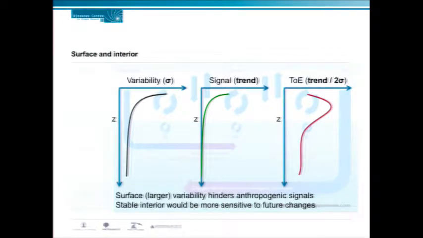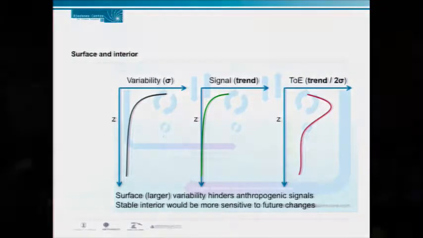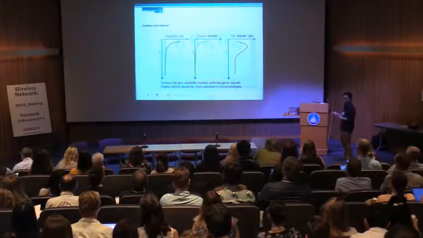So the argument is that when you look at this time of emergence, which is the ratio of the long-term trend and the natural envelope, you have this kind of structure in general. You have large variability near the surface and very low in the interior. And the signal is very large in the beginning in the upper oceans, but none of the signal in the interior. And you have something like this for the time of emergence profile.